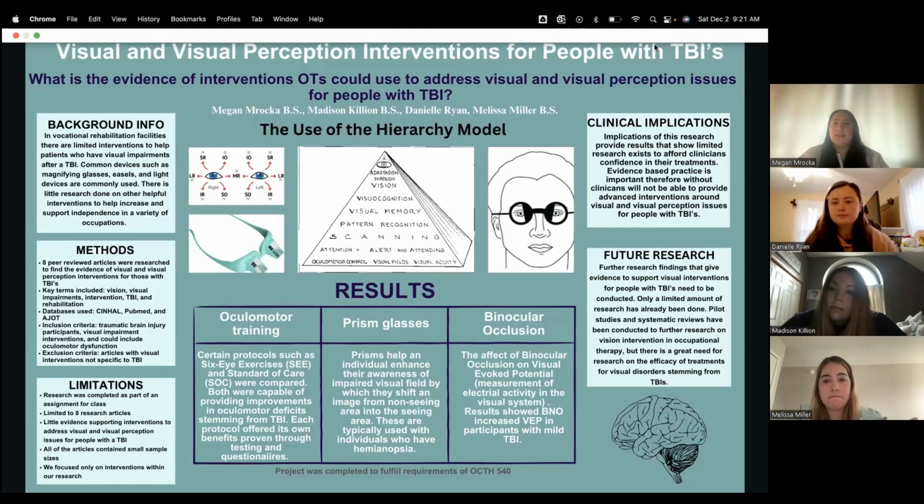And so for future research, we found that there is a little bit of evidence to support interventions with visual issues, but it's a really limited amount. So we noted that there needs to be a lot of research in the future on this topic to be able to support OT practitioners in creating evidence-based interventions and just having an overall good treatment plan.